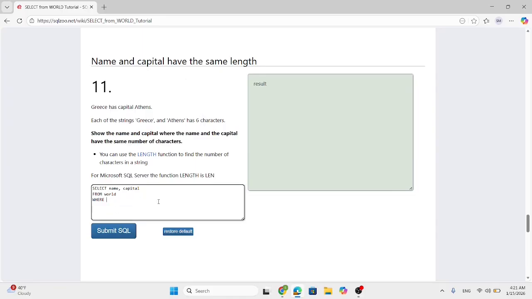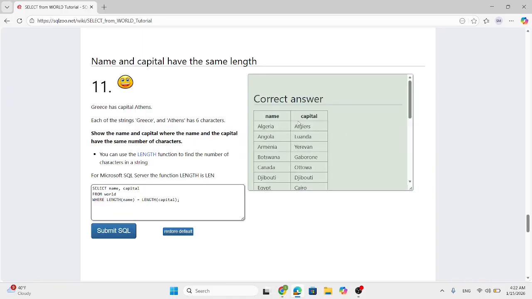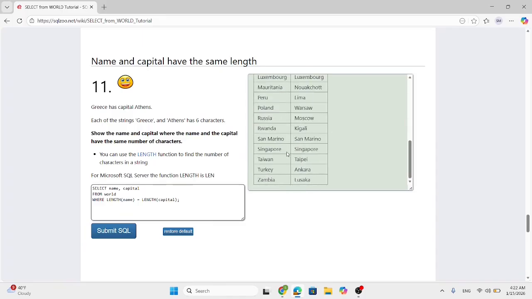Okay, so what we are going to do, as you know, the length statement helps us to find the length of the word. So we are going to write name here equals to capital. So yes, this will show us 2 columns, name and capital, from world table where the length of the name is equal to the length of the capital. Submit, and the correct answer. Yes.